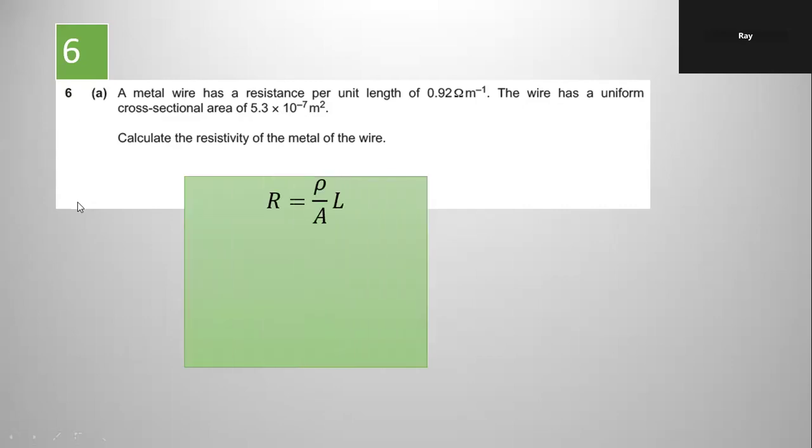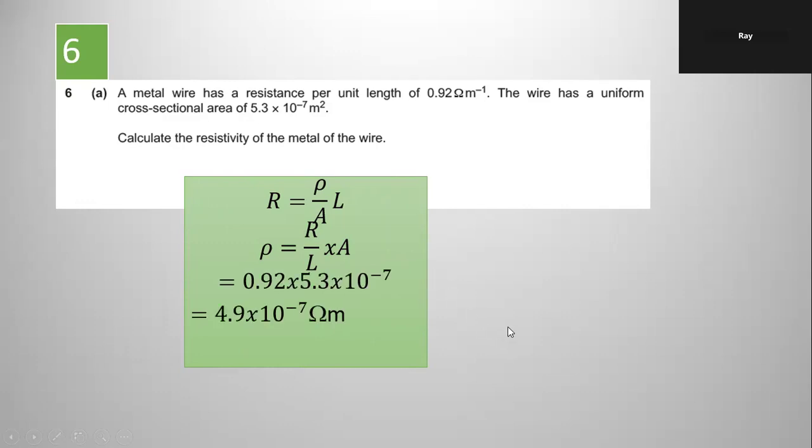Go to the formula first of all. Then you want resistivity, so make resistivity the subject. Then resistance per unit length, resistance per unit length over your area. Put in your value. Calculate out. Okay, two significant figures is enough. Any comment or any question to ask? No, okay, let's go to the second part.